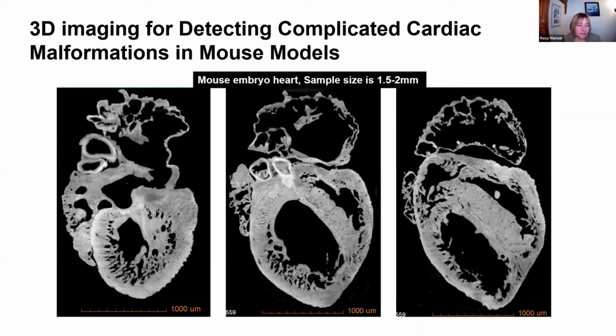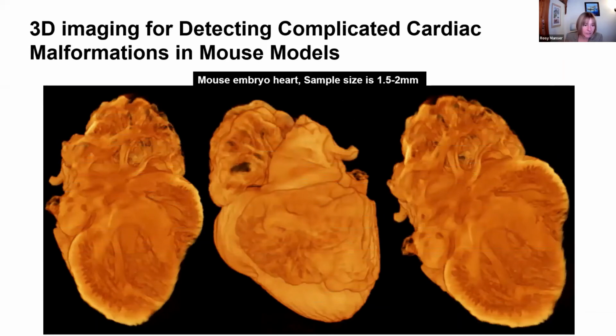Next example, this is an organ now. So this is a mouse embryo heart. So it's a 1.5 to 2 millimeter size specimen. And the goal of this study was to detect these pretty complicated cardiac malformations. So they were looking at differences between different embryo hearts. These are single 2D slices through the 3D data sets, and the 3D renders you can see here. But again, having the resolution and the contrast in that specimen gave them possibilities to be able to spot these differences pretty efficiently and effectively for their study.